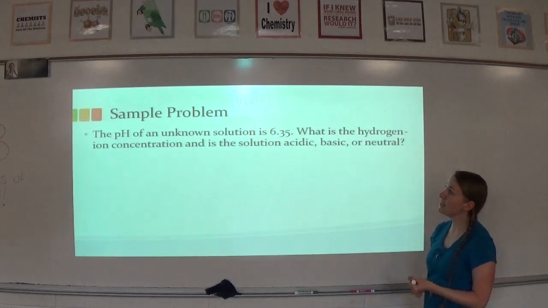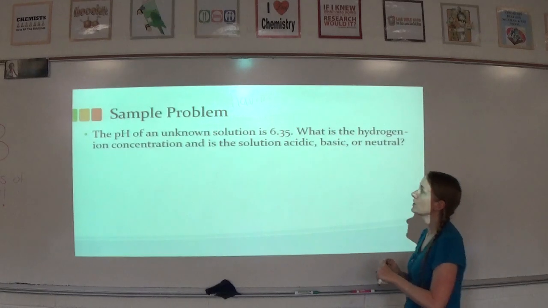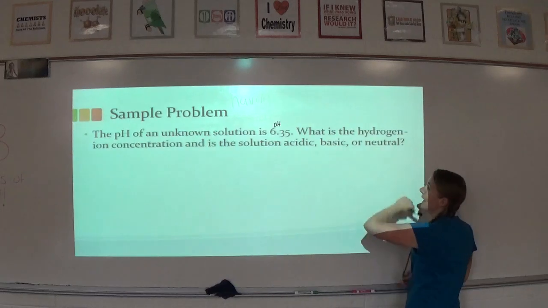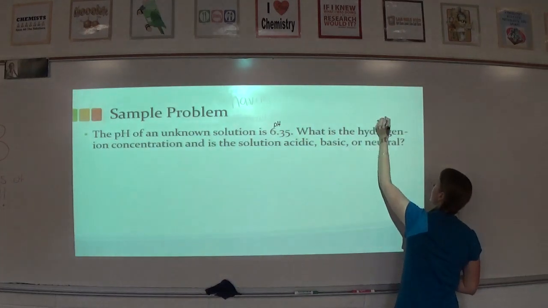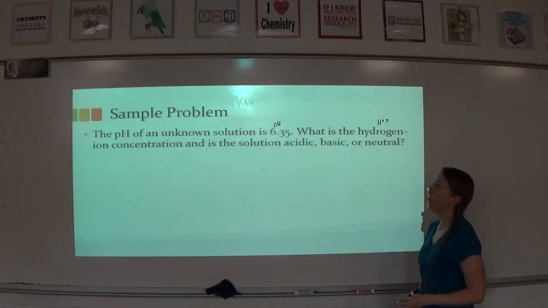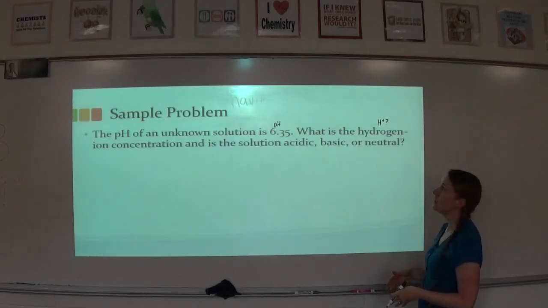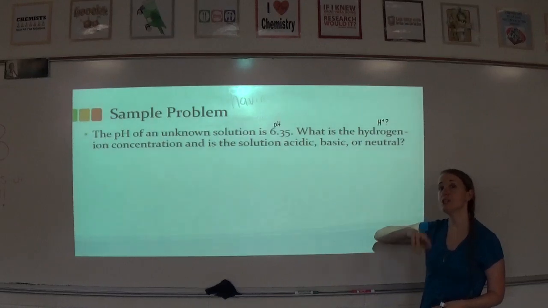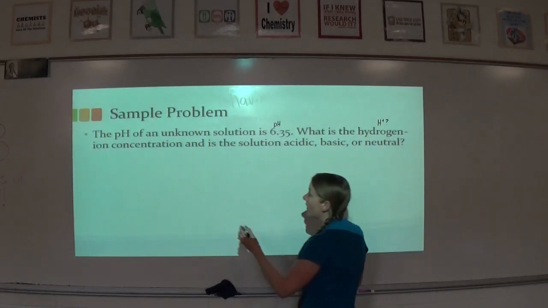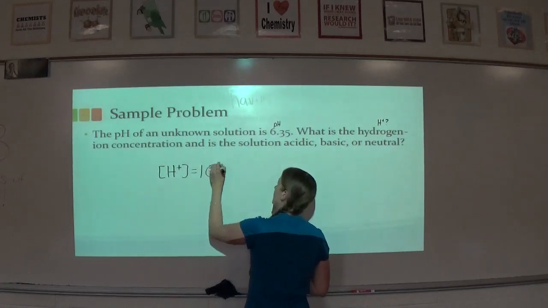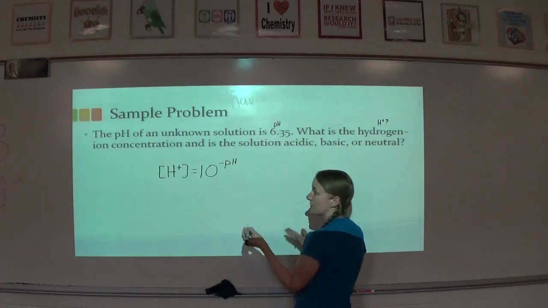So it says the pH of an unknown solution is 6.35. So in other words, we know pH. What is the hydrogen ion concentration? So that means we're looking for H+. Okay, well we know the formula says pH equals negative log H+, but we know pH, so we need to use that inverse formula. And that was H+ equals 10 to the negative pH. That was on the previous slide.